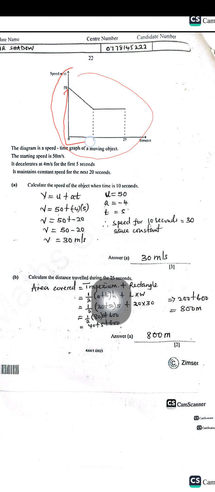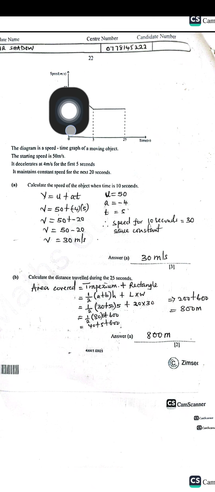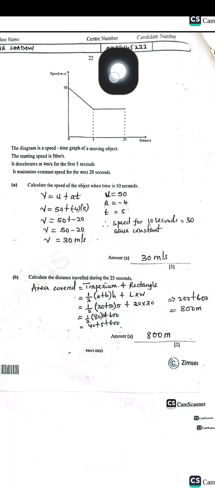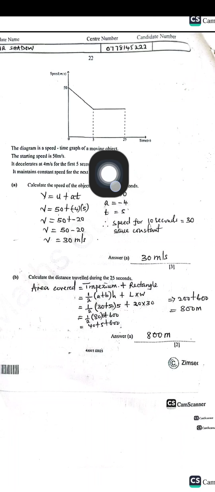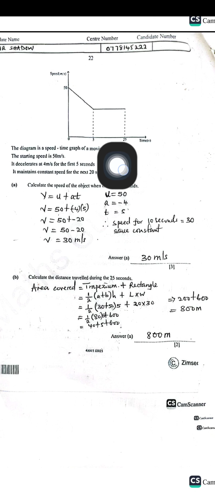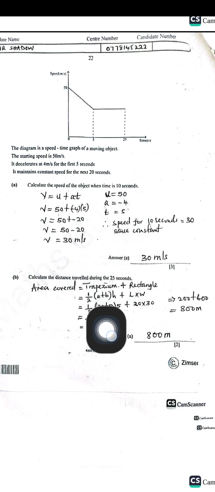But remember, this one is a trapezium. This one is a rectangle. So I want to find the area of this and the area of this. Then after getting these two areas, I sum them up to find the total distance covered. Total distance covered is the area under the graph. So trapezium, half of (a plus b) h, plus rectangle, length times width.